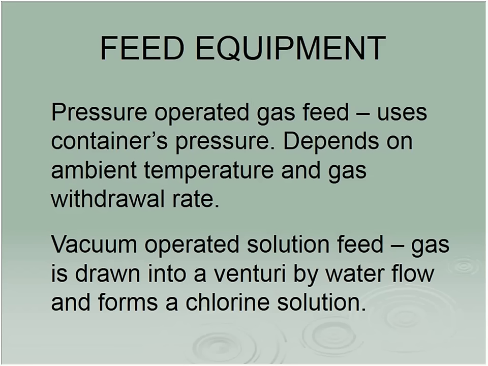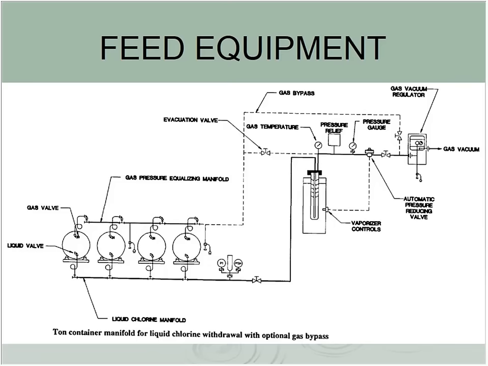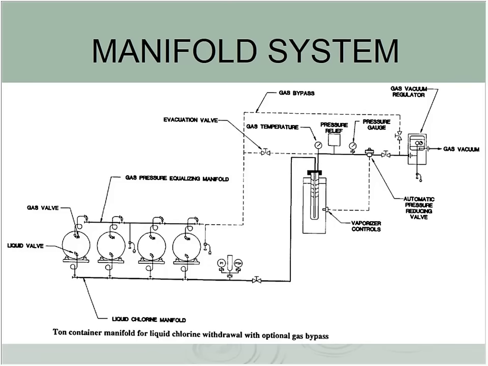Two ways that we can feed. We can have a pressure system, or we could have a vacuum system. The preferred method is the vacuum. If I have a pressure system and I have a leak, what's happening? Chlorine gas is leaking out, right? It's under pressure. If I have a vacuum leak, what happens? I'm just going to suck air into my system. The worst I get is a bad bacterial sample at the end of the day. It's a lot safer from that standpoint.